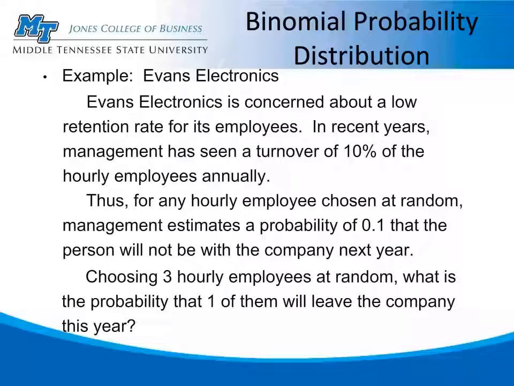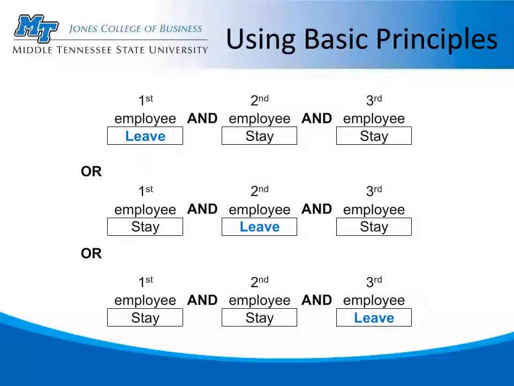Now first we're going to look at this from basic principles. We're randomly selecting 3 employees. So we have the first one, the second one, and the third one. We want the probability that one of them leaves. Well, that might be the first one. So the first case, the top row, is that the first employee leaves and the other 2 stay.